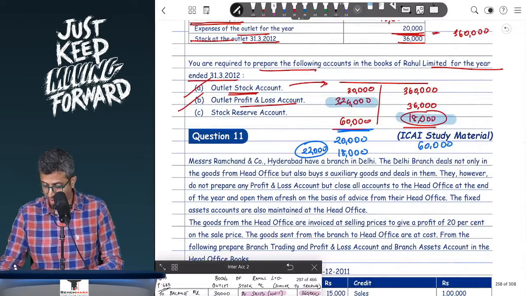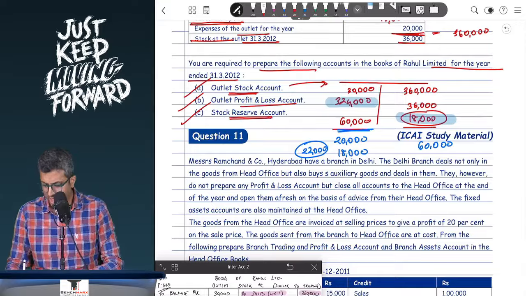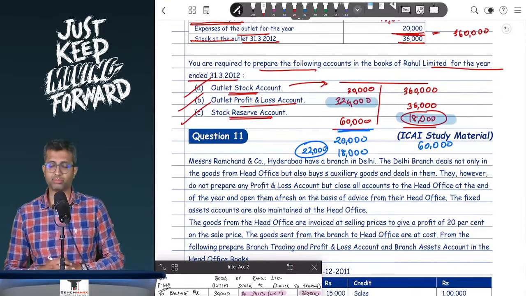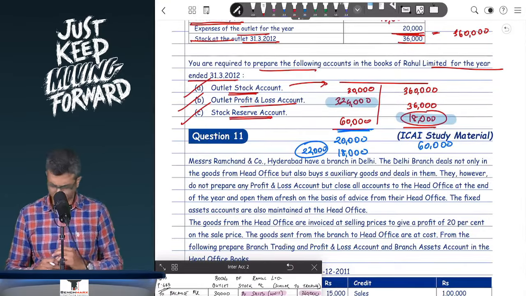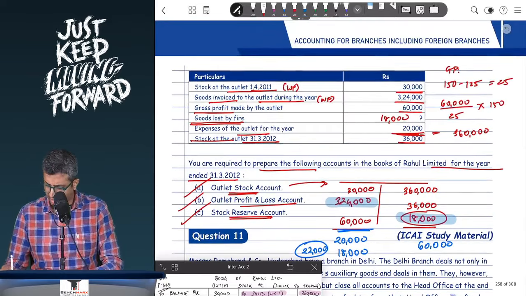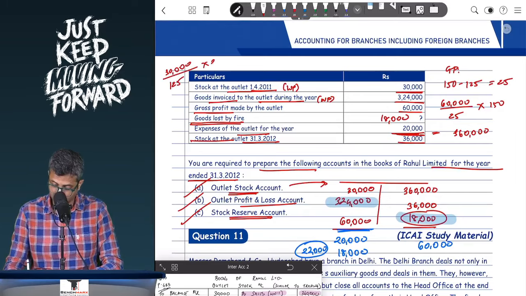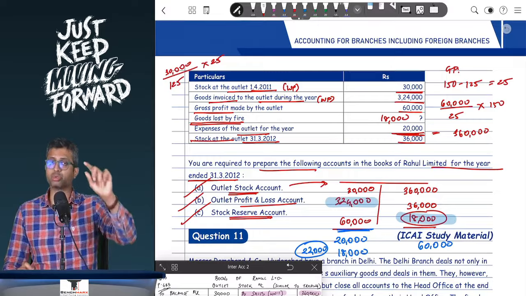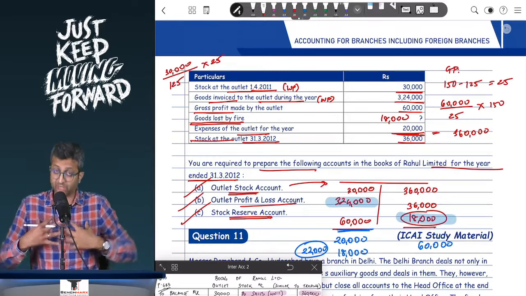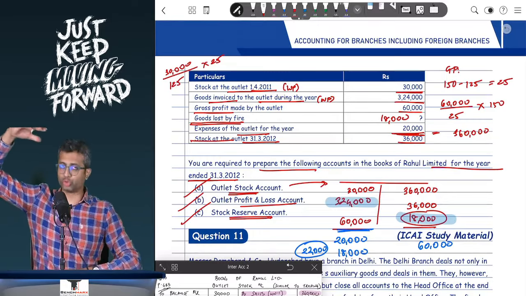And what is the last thing? The stock reserve. So if I have to create, for example, a stock reserve, in the opening I would say 30,000 divided by, this is at wholesale price. Okay, 25, which 25 is this? The difference between 125 and 100. Stock reserve is created by the HO, not by the branch.